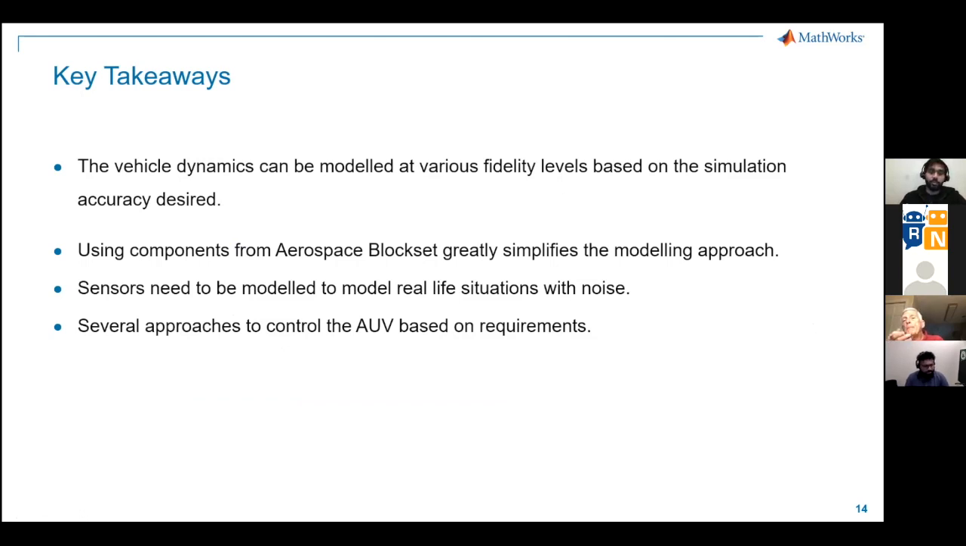We saw how we can model the vehicle dynamics at various fidelity levels, according to the accuracy of the simulation desired. So we saw high fidelity hydrodynamic forces simulation and low fidelity hydrodynamic forces simulation. We saw how Aerospace Blockset can be used to simplify our approaches. We don't have to worry about choosing solvers, and we don't have to worry about calculating the relationship between reference frames and the body frames, the rotation matrices and translation matrices. We also took a look at how we can simulate sensors in real life conditions with noise using the IMU block. And we even took a look at some of the control approaches that can be used for an AUV.